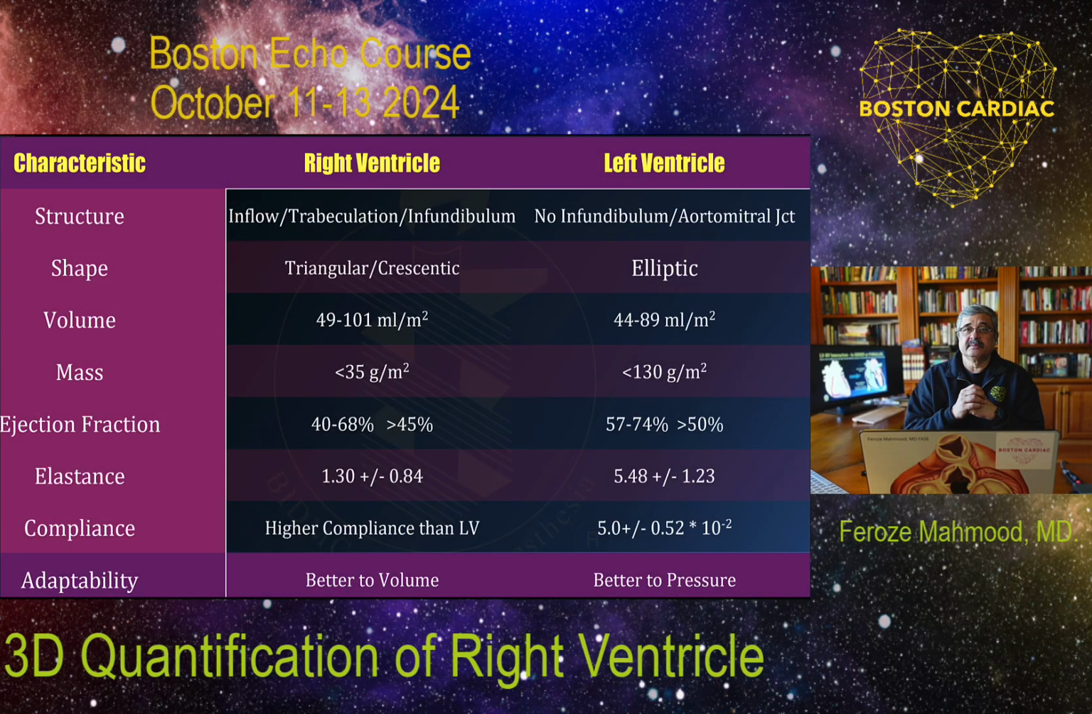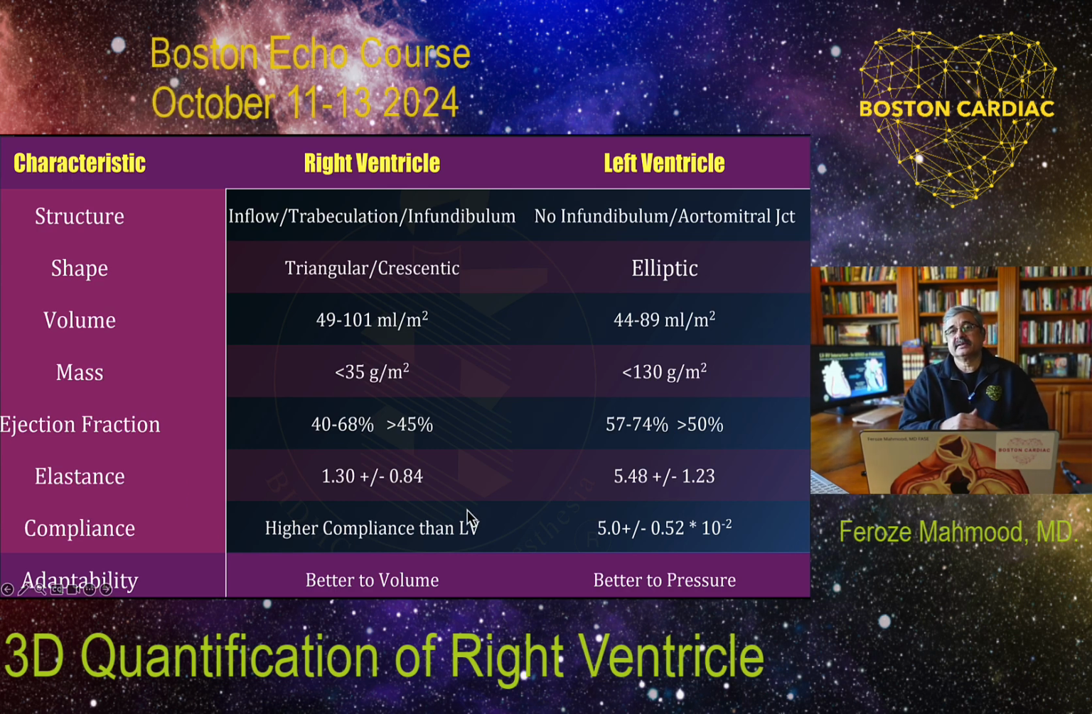So this is a very precise slide about the physiological and anatomical differences between the right and the left ventricle. You can see that the two most important differences are volume, which is more than the left ventricle. It has less mass, but it has a smaller ejection fraction. And the most important thing which determines its physiology is elastance and compliance.